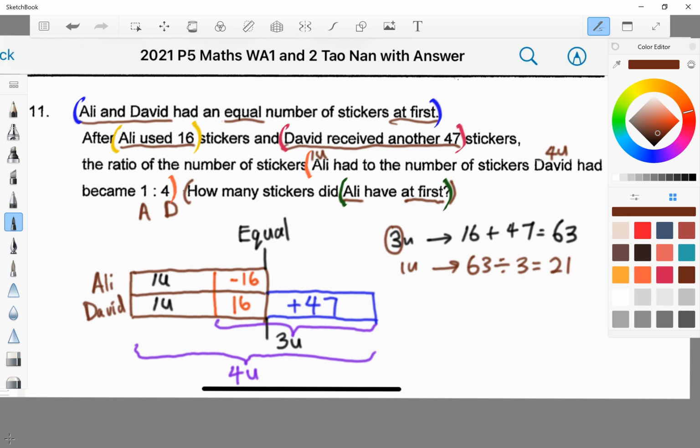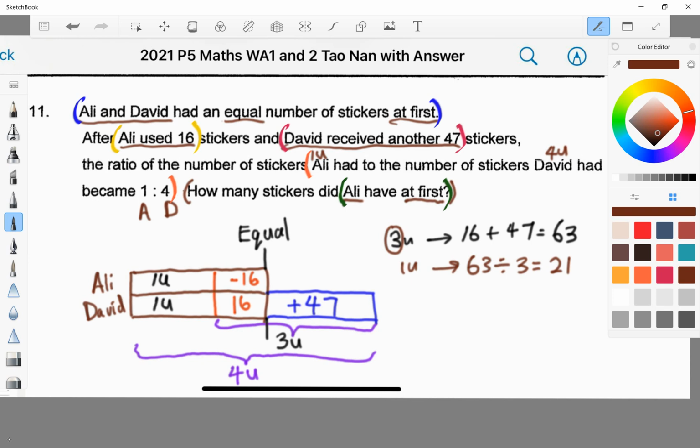But in the event of keying this into your calculator and you get a decimal with a long string of decimal places, then that is an indicator that maybe you have made a mistake. So do not give up and do not try to round off the number to the nearest whole number. Just go back to the question and see what went wrong. Okay? So 63 divided by 3, I get 21, and the question is asking us for Ali at first.